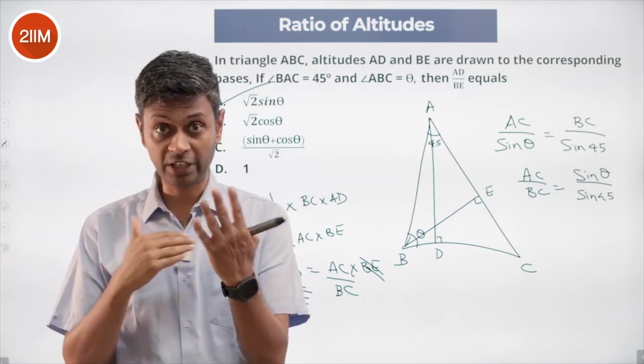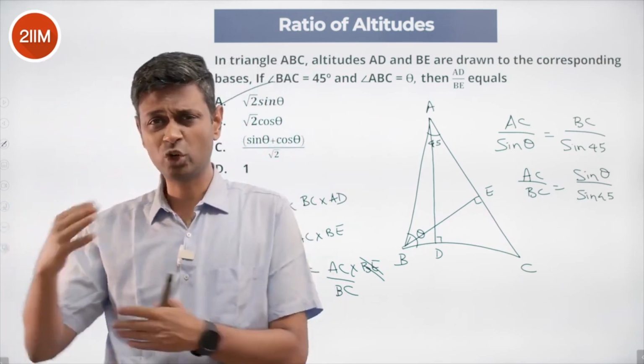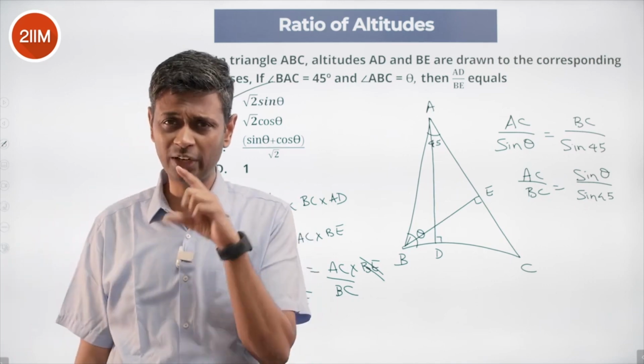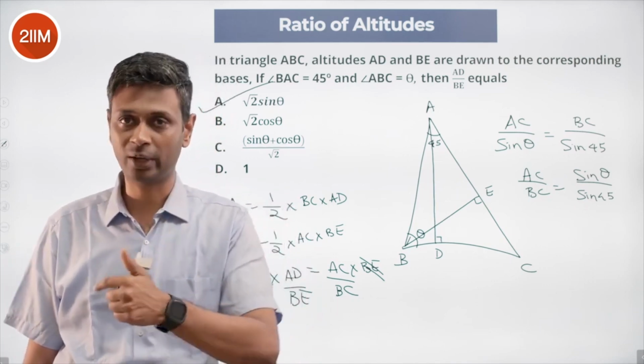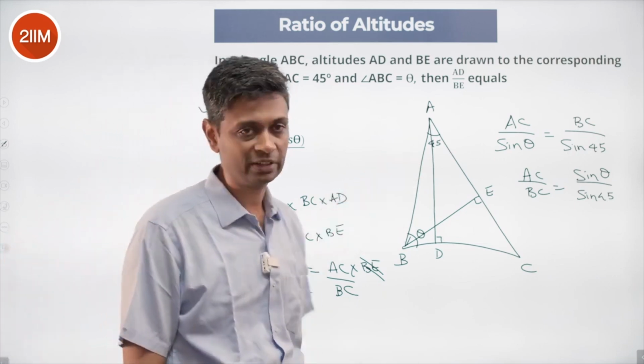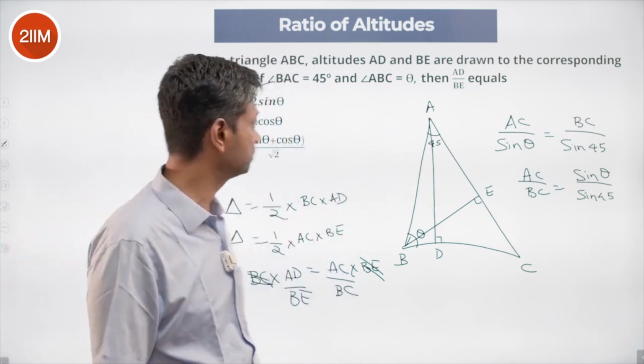Half into base into height is half into base into height. So we want to find the ratio of heights. It's the opposite of the ratio of bases. Once we know that, we need to find the ratio of bases. a by sine A equals b by sine B. We're finding the ratio of sines of the two angles. One angle is theta and the other angle is 45. Sine theta by sine 45, which is root 2 sine theta.